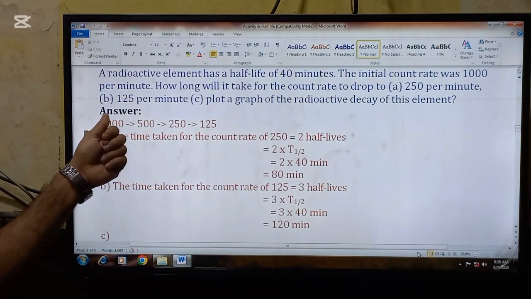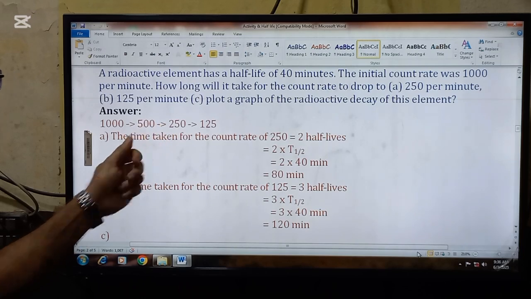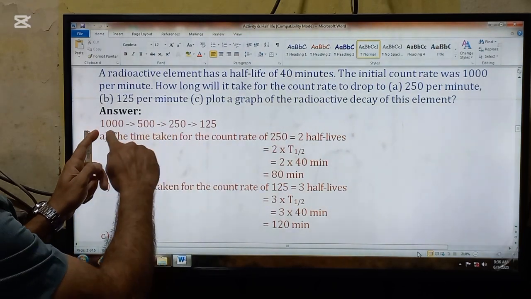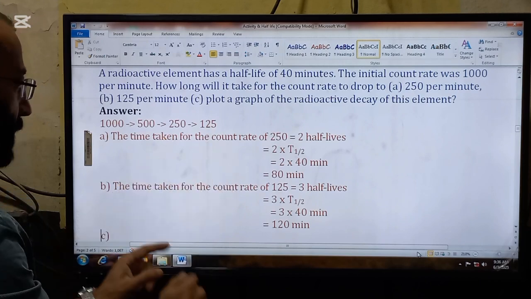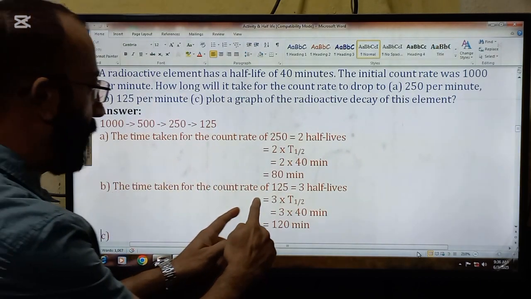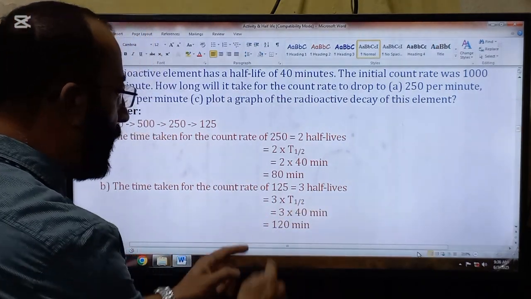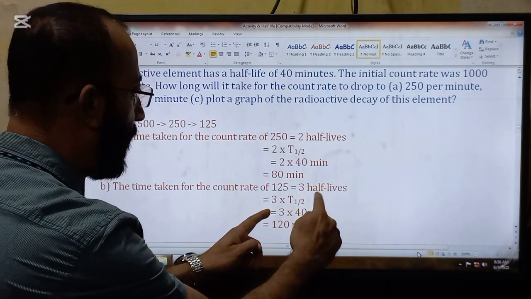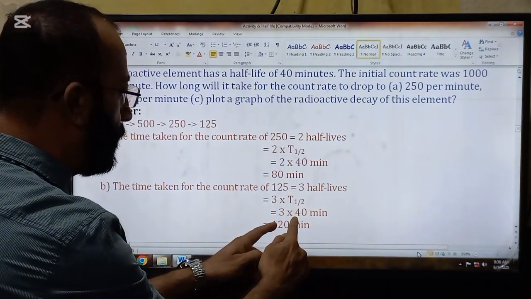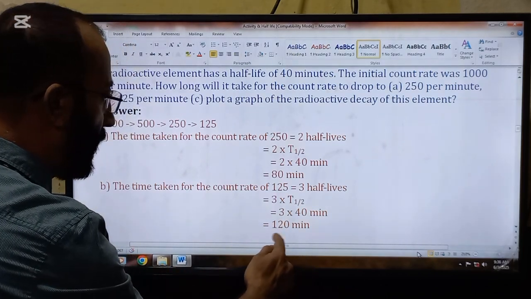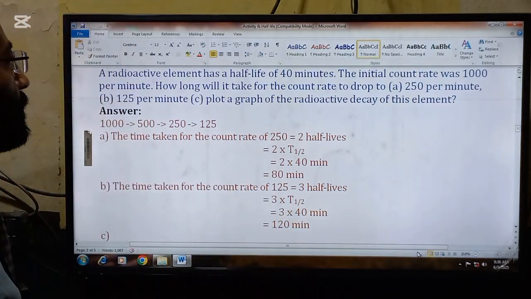In the second part, the count rate is 125 per minute. So up to 125, you can see this is 1 half-life, this is 2, and this is 3 half-lives. So the time taken for the count rate of 125 is 3 half-lives. 3 will remain as it is, and the half-life is given as 40 minutes. So 40 will be placed in place of t 1 by 2. Multiply these numbers. So this will be the answer.